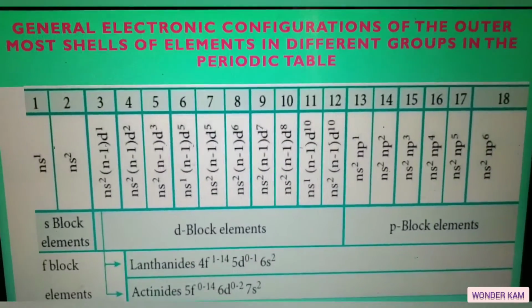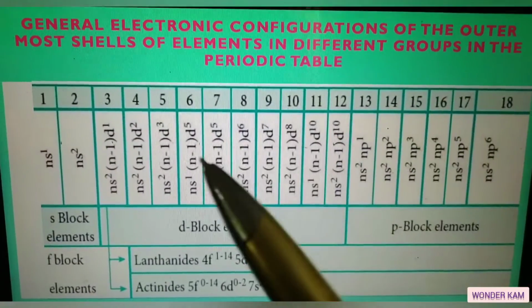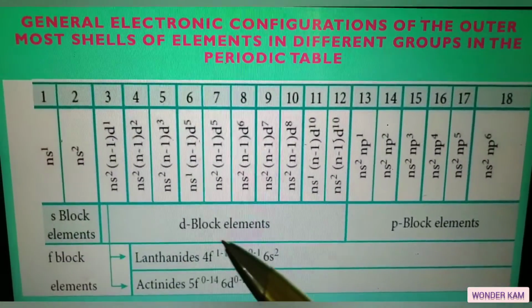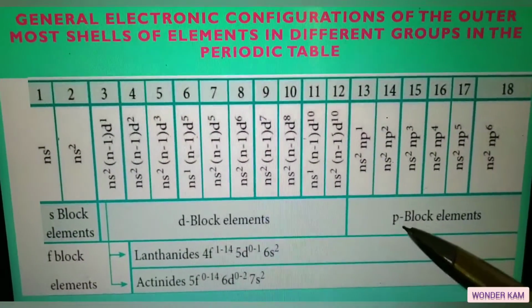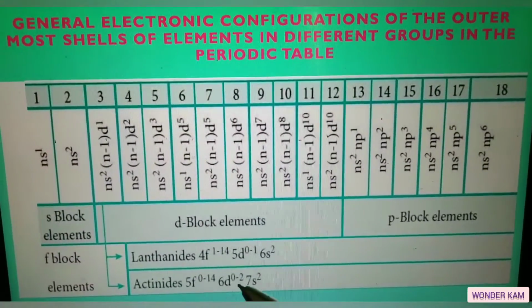So let us have a look into the general electronic configurations of the outermost shells of the elements in different groups in the periodic table. Hope with this periodic classification you have also learnt about the concept of filling of different orbitals.